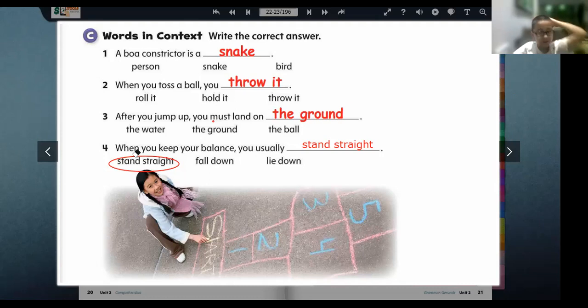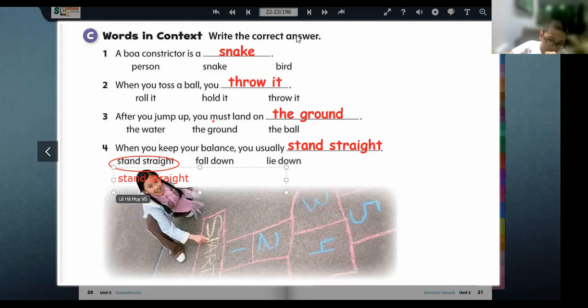When you keep your balance, you easily stand straight. Okay, so when you keep your balance, you usually... Okay, that's correct. You usually stand straight. That's correct, Vivo. Okay, so balance means equal. So you will not fall down or you will not lie down because you keep your balance. It means you stand straight. Okay? All right. Now let's continue.